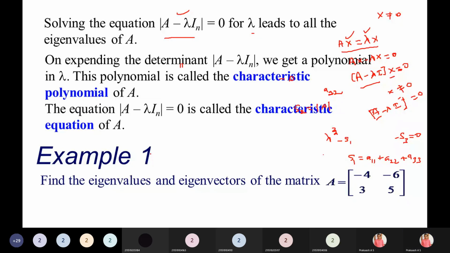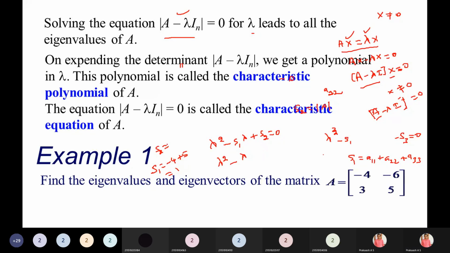What is that? Lambda square minus S1 lambda plus S2 equal to 0. S1 is the sum of the main diagonal elements: -4 plus 5 is 1. So that is lambda square minus 1 lambda. And S2 is the determinant of A, the product of the main diagonal elements minus the product of the off-diagonal elements: -20 plus 18.